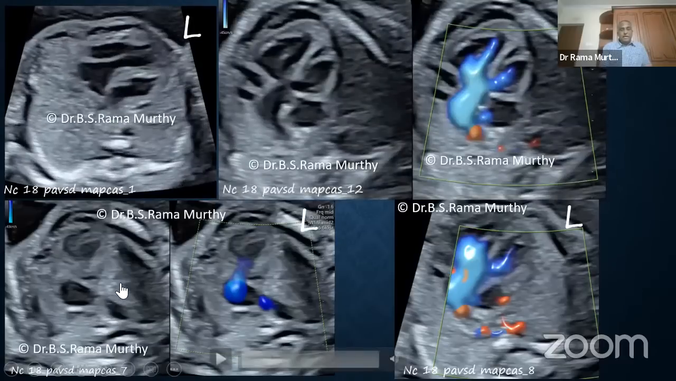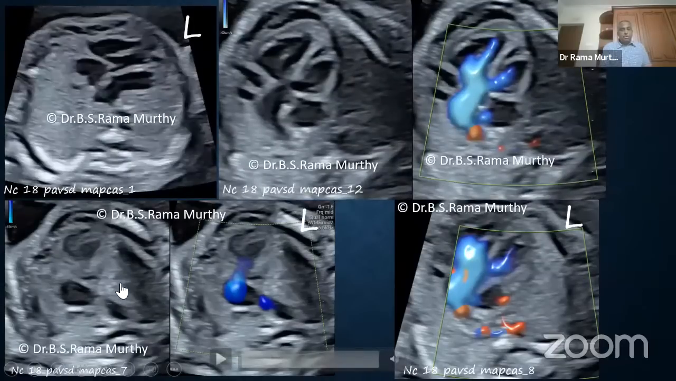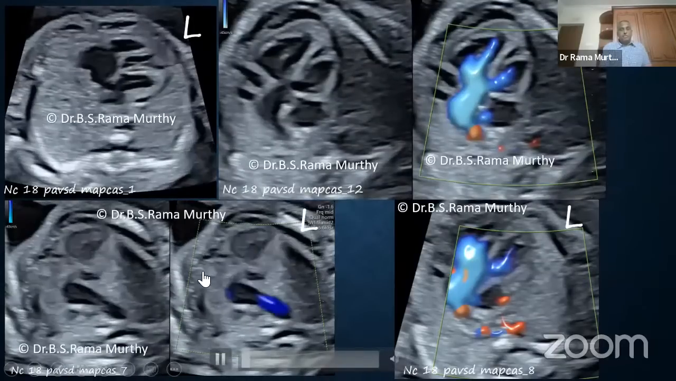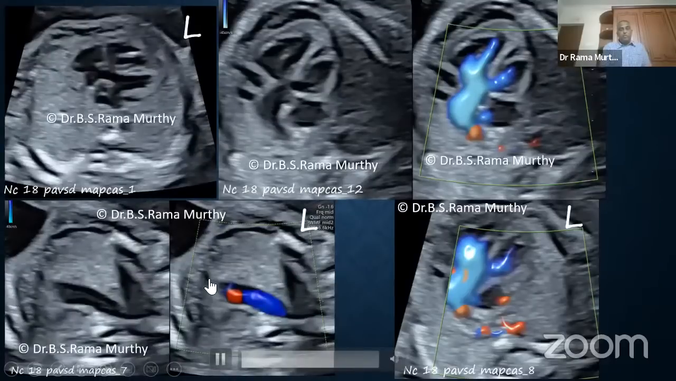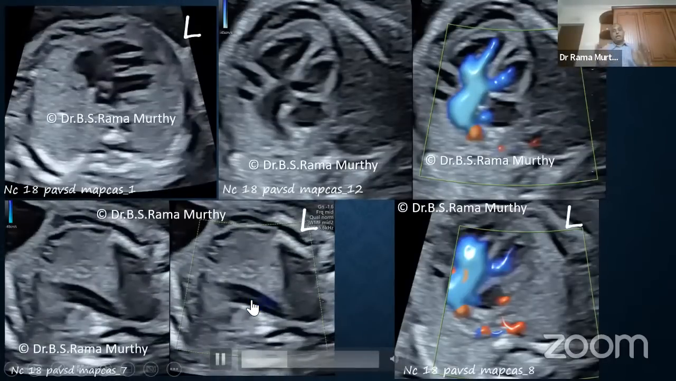Now, in this scenario, I want you to see the three-vessel trachea view. You find only one vessel, and it's a large vessel.